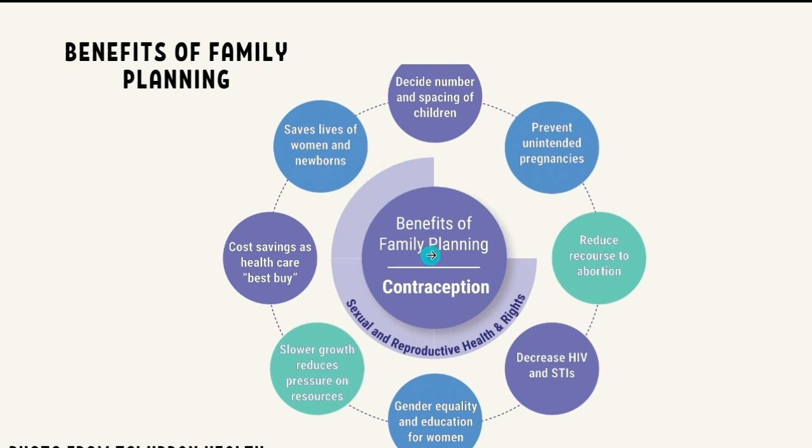And then it saves the lives of women and newborns. For example, let's just say you have a situation, maybe rape or something, and a 12-year-old gets pregnant. Even though technically yes, they can get pregnant, their body is obviously not fully developed to bear a child. So when she gets pregnant, that 12-year-old could die with the baby. The baby could die too, because her body is not strong enough to push out a child. Right? So basically those are the benefits of family planning.